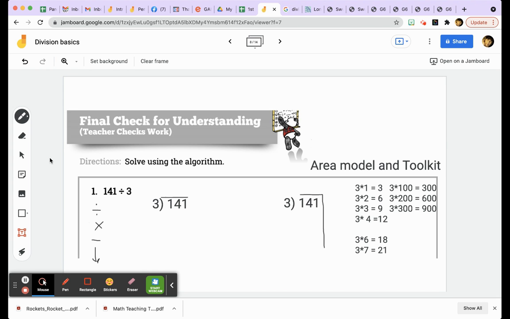Okay, so this is Wednesday. And again, you'll have your SWAN math book, and you are open to lesson 9. Go to the final check for understanding in lesson 9. And in the final check for understanding, you're going to write this division problem, indicate your 4 steps here. You're also going to write the area model and toolkit. So all of this needs to be copied in your SWAN math book. Pause the video here until everyone has completed these steps.